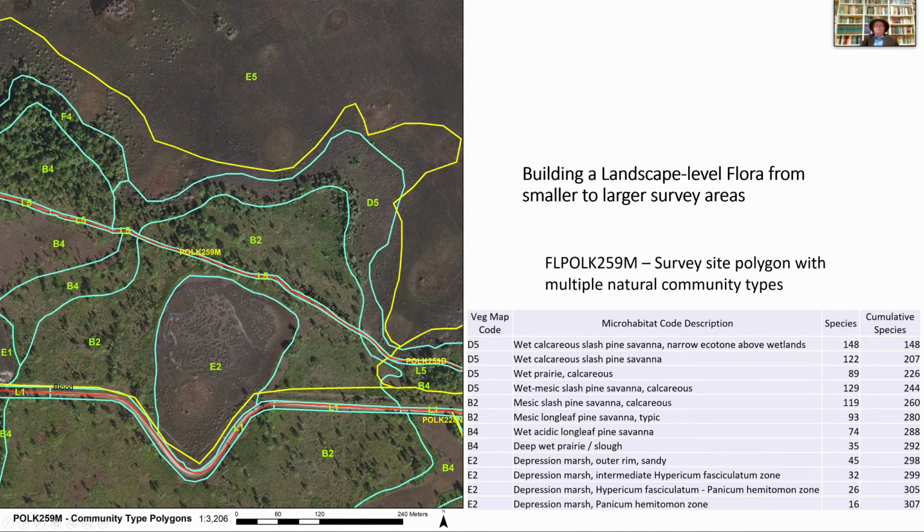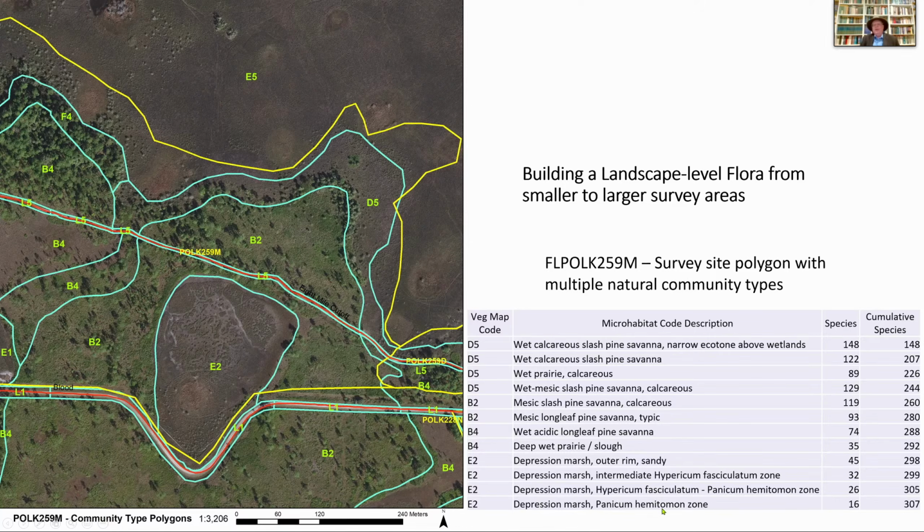Then adjacent wetter savannas, wet longleaf pine savanna, and maybe a little bit into the wetter and almost a wet prairie, I'm adding a few more species. In the depression marsh here, again, that's adjacent to it, I'm adding more species. So that by the time I've finished with this area between this road and the edge of this marsh, we're up to 307 species known from the accumulation of how many are in each one of these zones.